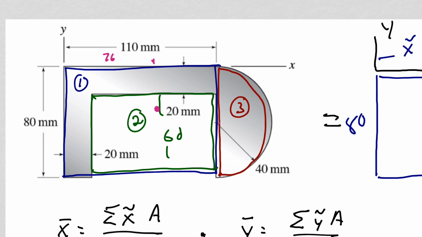So this is down to a negative 30.9. We know it's not going to be right here because it has all this other material that's missing. So our answer looks correct.